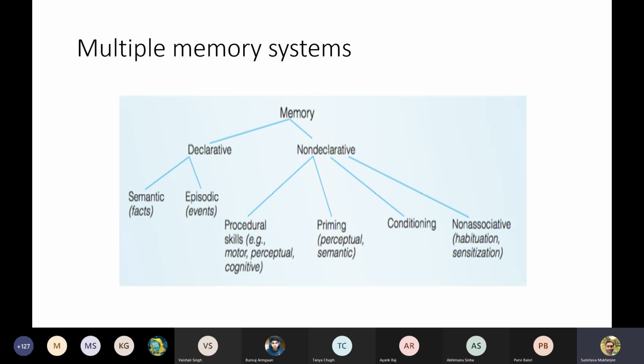Last slide. This is how people have categorized memory. So one large scale categorization is by saying some of the memory types are declarative and some of the memory types are non-declarative. Declarative memory is of two kinds. One, you store facts. Like in the last class, we were saying, what is the capital of India? It is a fact, a semantics. A word itself is also a semantics. So that is stored in declarative memory.